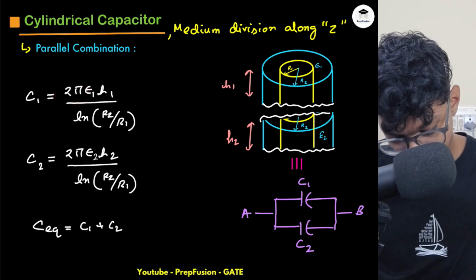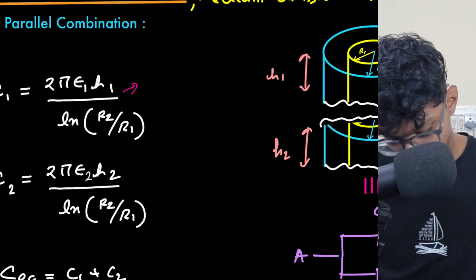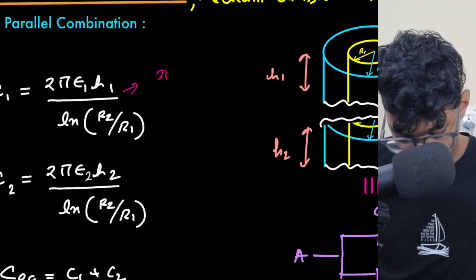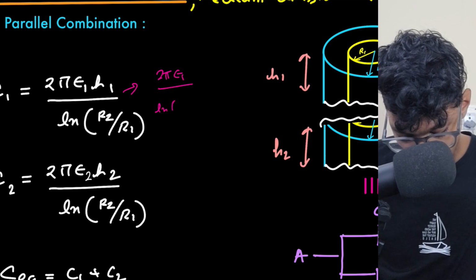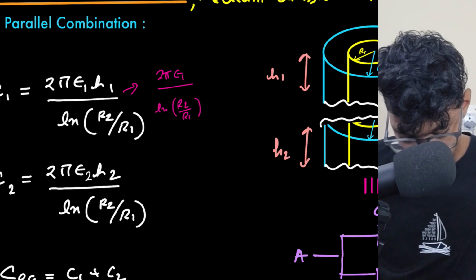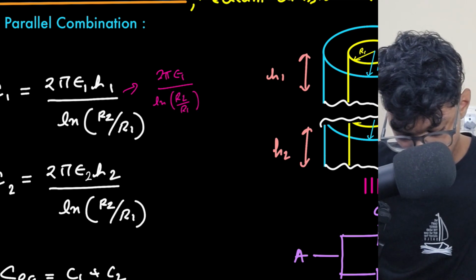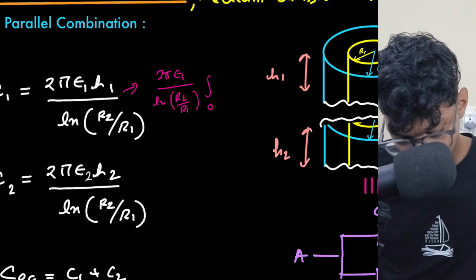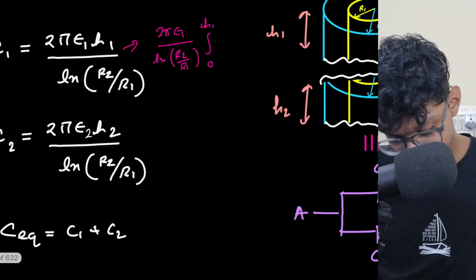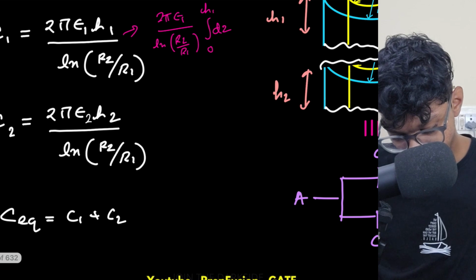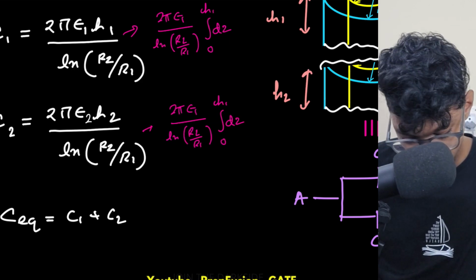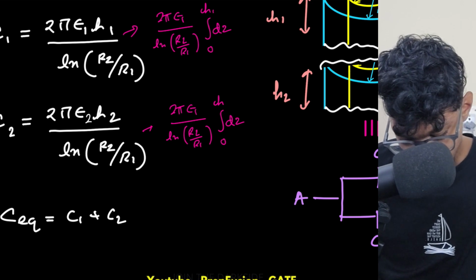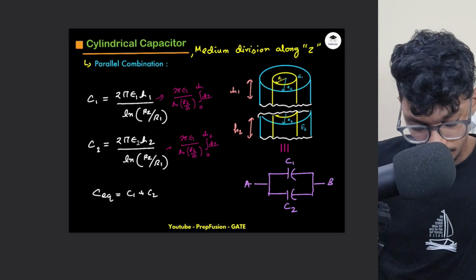So what will happen this time is my 2 pi epsilon 1, because I am at the top side, ln r2 by r1. What I am varying is my height: in this case dz, my height is varying from 0 to h1, and in this case my height is varying from 0 to h2. Okay, that's pretty simple, right?